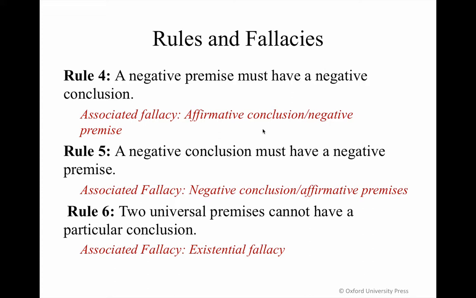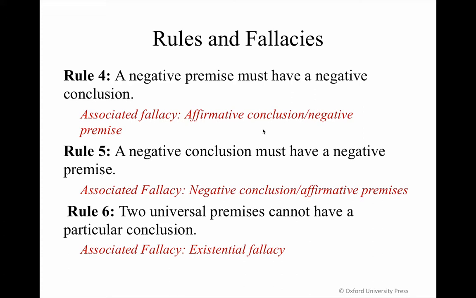Lastly, rule number 6 is the rule on which an argument fails on the modern interpretation if you have two universal premises and a particular conclusion. Remember the example you saw just a few minutes ago where an argument had two universal premises and a particular conclusion, and since the universal premises did not assume existential import, on the modern interpretation, the argument failed.